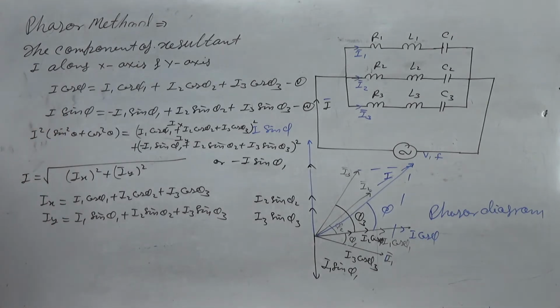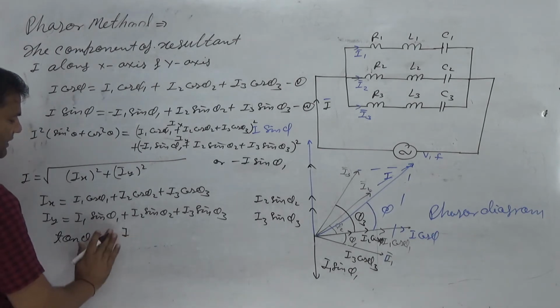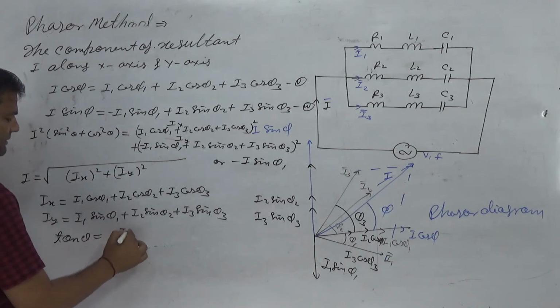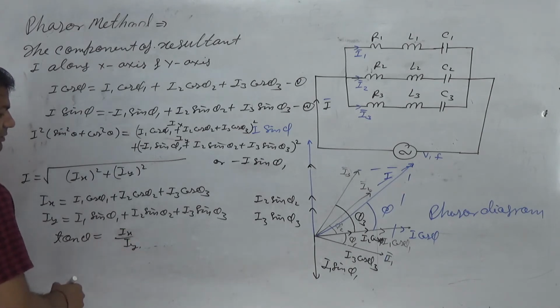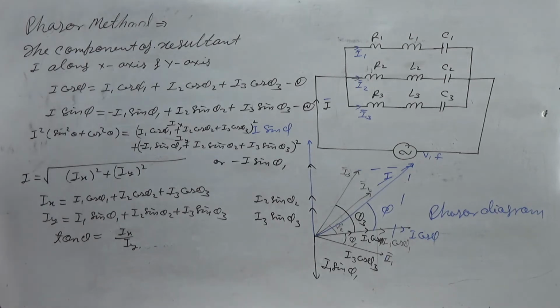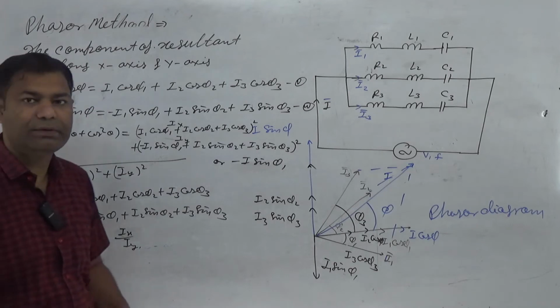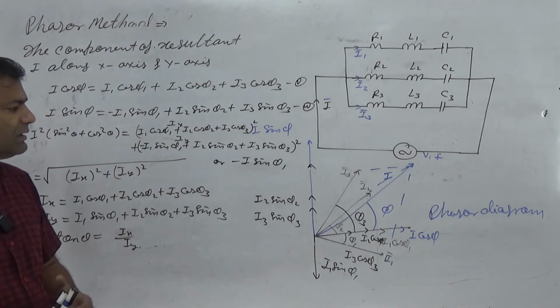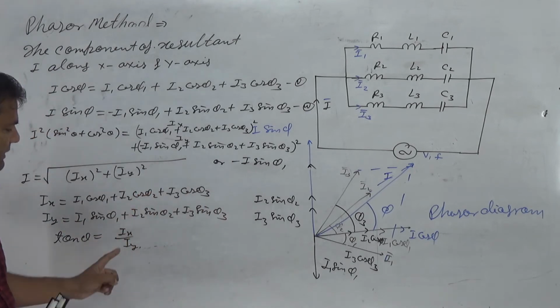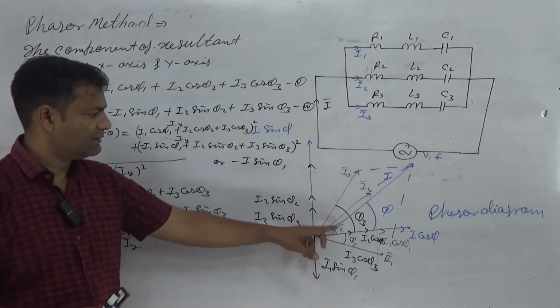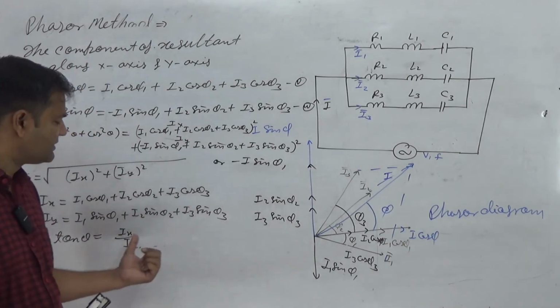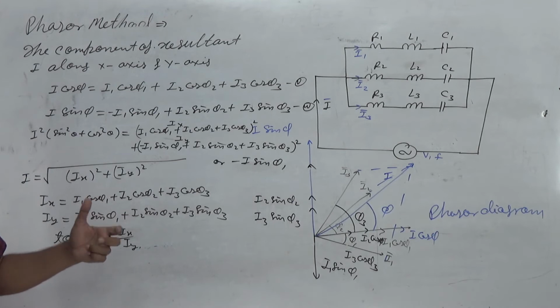Now, dividing the second by the first, we get tan phi, which is IY divided by IX. Clear or not? If phi is positive, then the current is leading. Otherwise, if phi is negative, then the current is lagging behind the applied voltage.